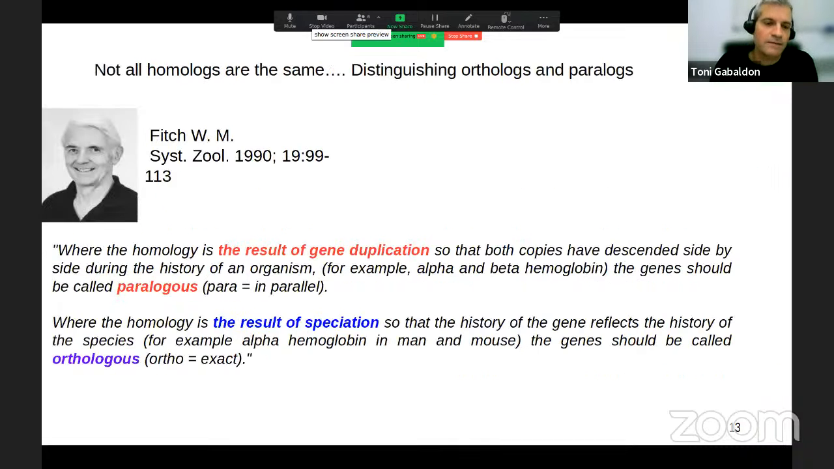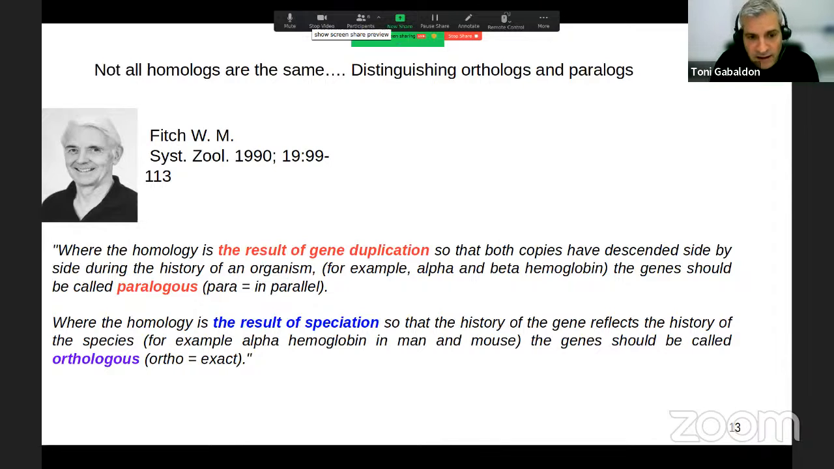We use them, but sometimes we forget what the original definition is. And for that, I would like to remind you of the original definition by Walter Fitch. He realized that homologs are genes derived from the same ancestral gene, but he realized that there were two fundamentally different ways in which two genes can derive or diverge from a common ancestor.